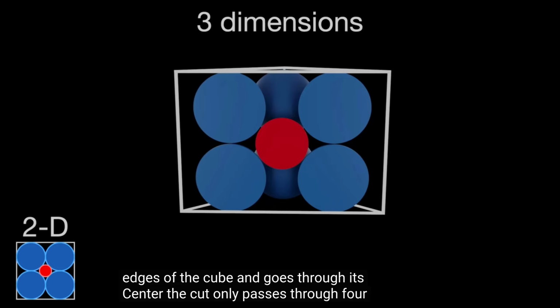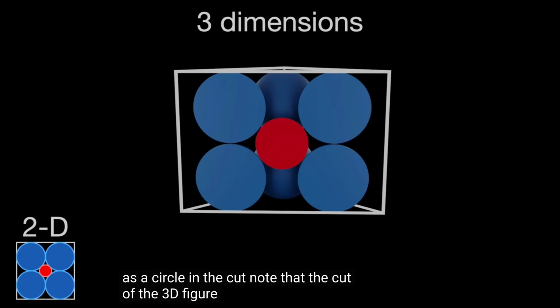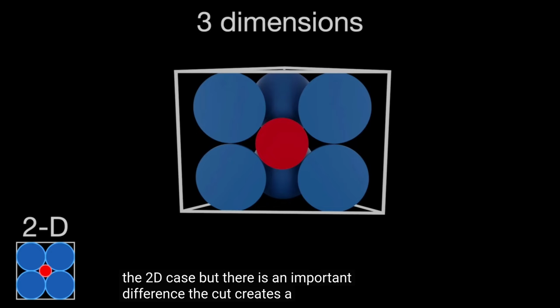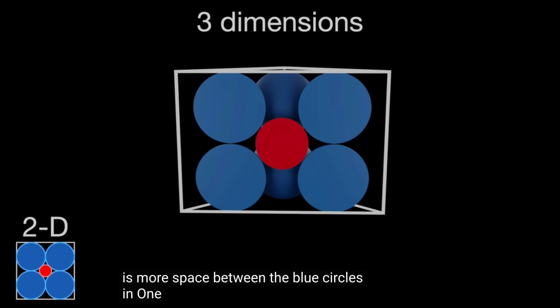The cut only passes through 4 of the blue spheres, and they appear as circles. The inner sphere also appears as a circle in the cut. Note that the cut of the 3D figure is somewhat similar to the 2D case, but there is an important difference. The cut creates a rectangle, which is stretched out such that there is more space between the blue circles in one direction.